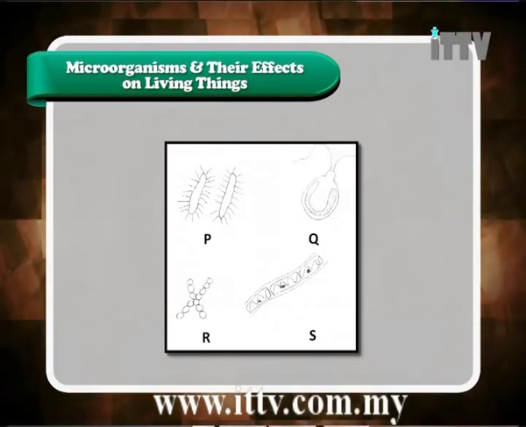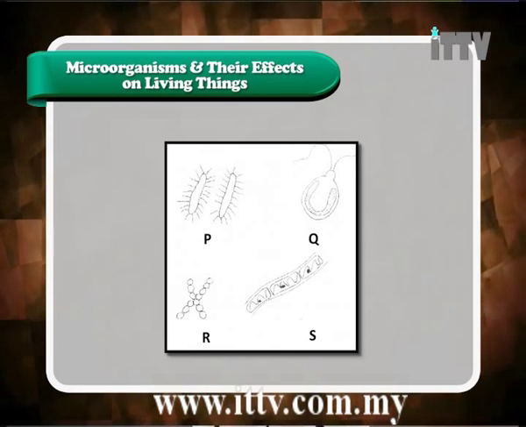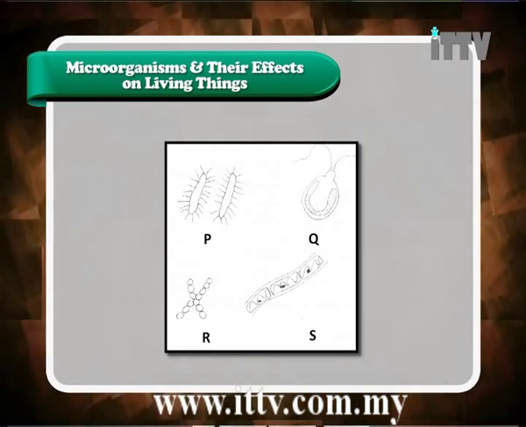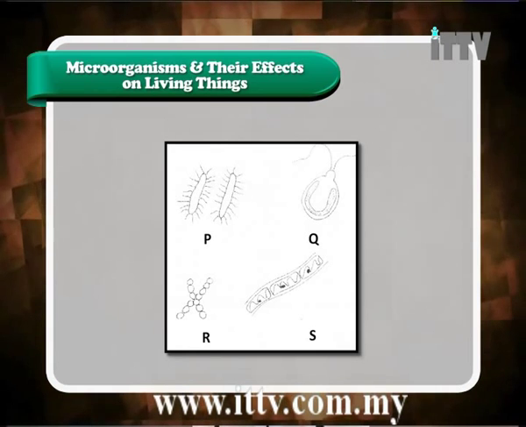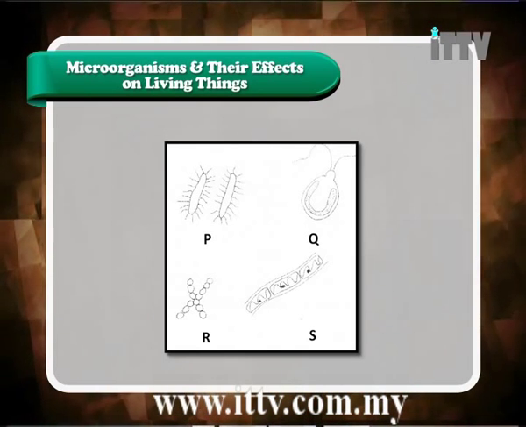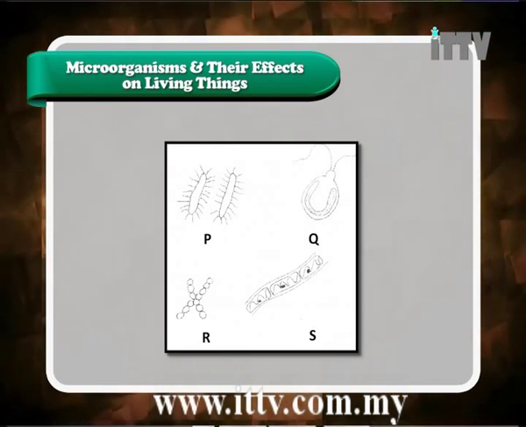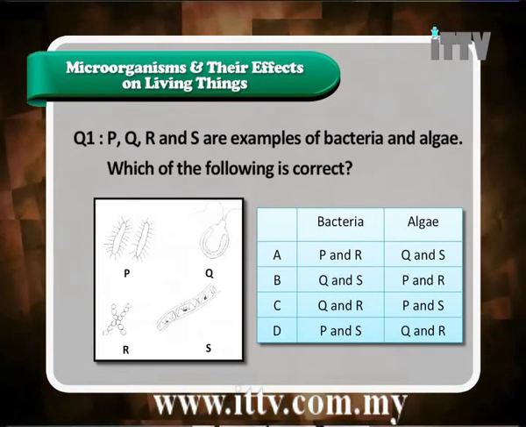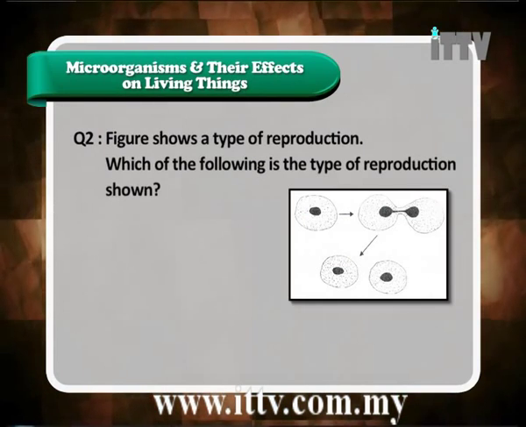Now we have learned in bacteria there are certain shapes, spiral, coccus, vibrio and all. So in here there are two characteristics that look like a bacteria. P and R in here actually look like a bacteria, while Q and S is a type of algae. Now Q has a flagella, S looks like a long thread, spirilla or something like that. So therefore Q and S is an algae and P and R is a bacteria. The answer is A.